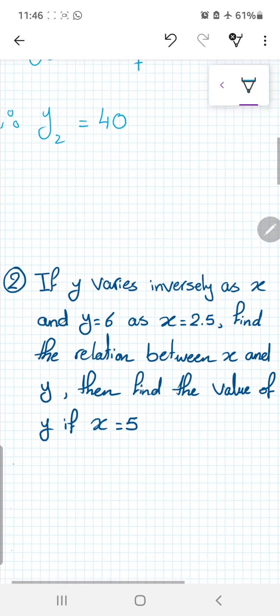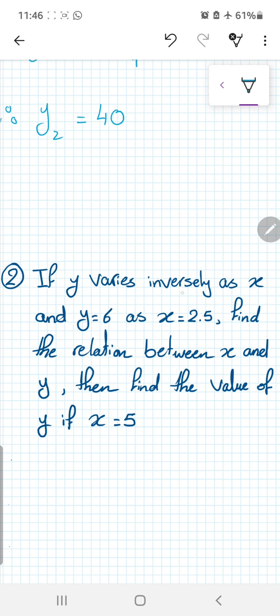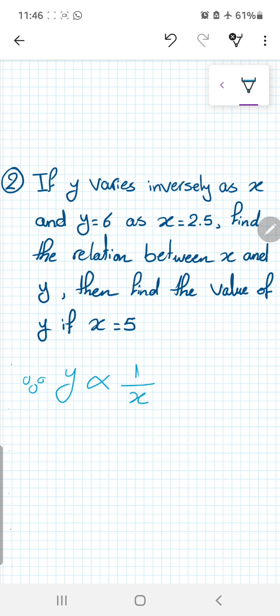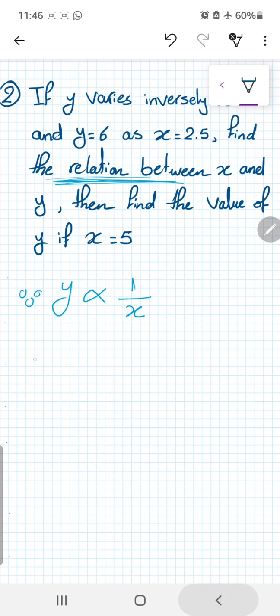Okay, another example, number 2. If y varies inversely as x, here we get y varies with 1 over x. Okay, and y equals 6 when x equals 2.5. Find the relation between x and y. In this example, we can't find the value of y by substitution in the rule, because we want to get the relation. So we get y equals m over x to get the relation.